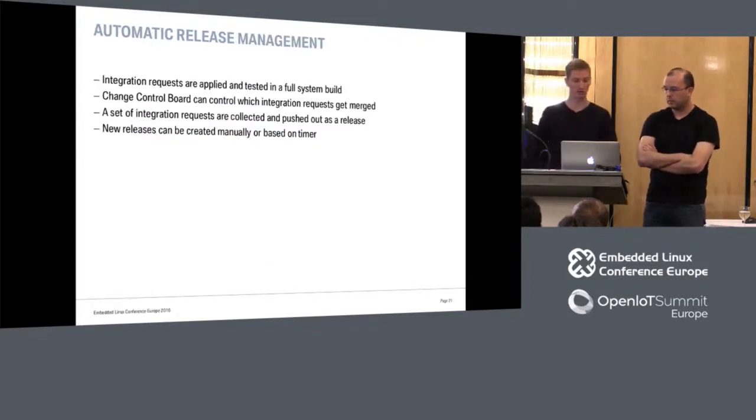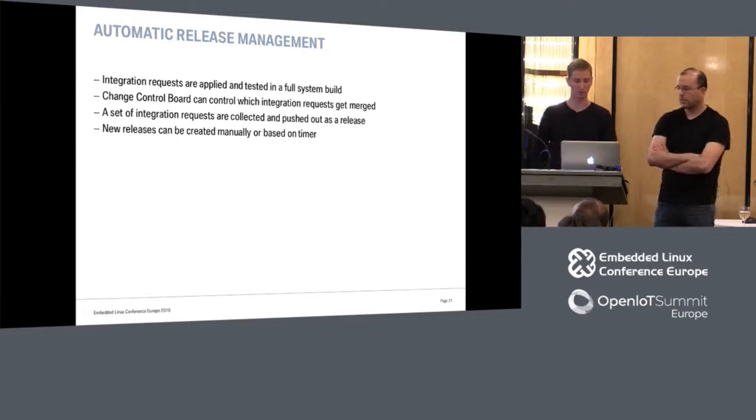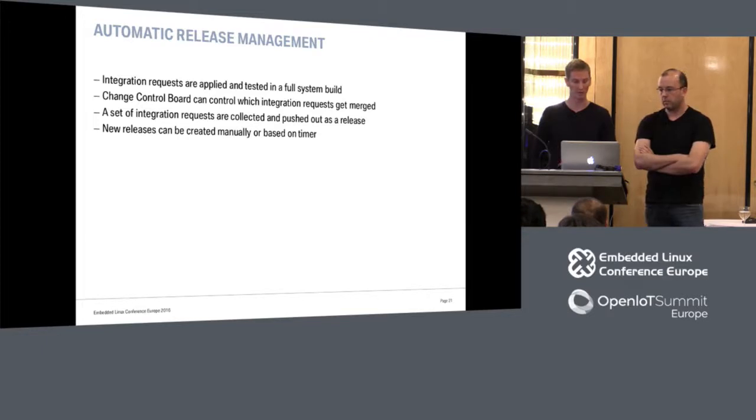As mentioned, the integration requests are applied and tested in a full system build. There's a change control board which can control what stuff goes in. And these integration requests are collected together and pushed out as a release, so daily. New releases can be created manually with the change control board, who select which stuff goes in and when, or automatically based on a timer. Every 4 hours, for example, comes out a release, and all integration requests are automatically accepted. But usually this is a bit tricky when you actually want to control what stuff goes into a release.